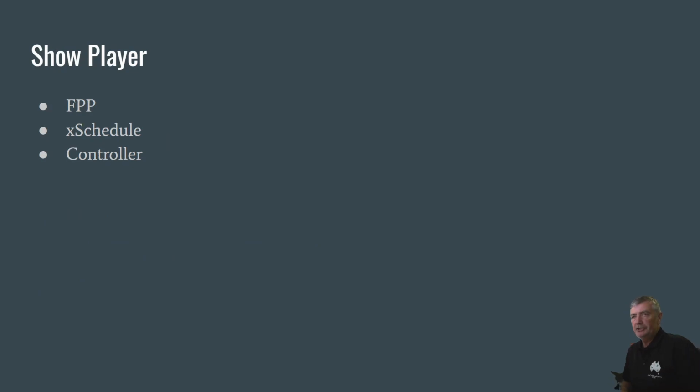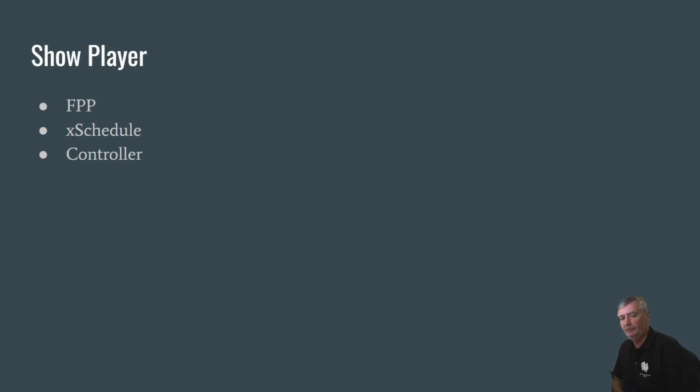When it comes to show players, this is a decision that you generally don't need to make early in the year. You can make this later if you want to, but the big choices here are to use FPP, probably by a factor of 60 to 70% would be my best guess. A proportion of shows these days run using a Falcon Pi player type show player, whether it's a standalone show player on FPP or a controller / show player. They're very, very common. Probably the next most common is xSchedule, which would typically run on a PC.